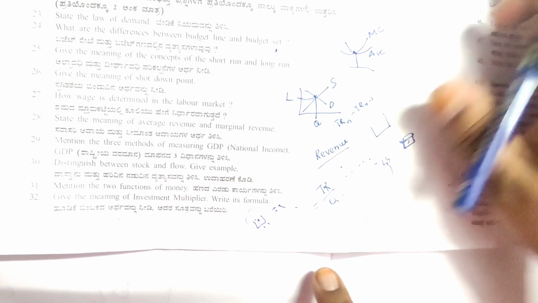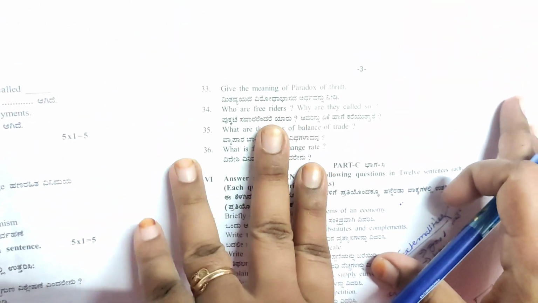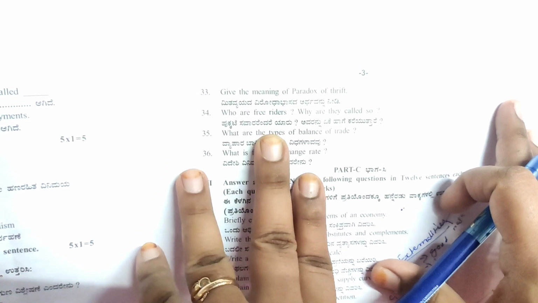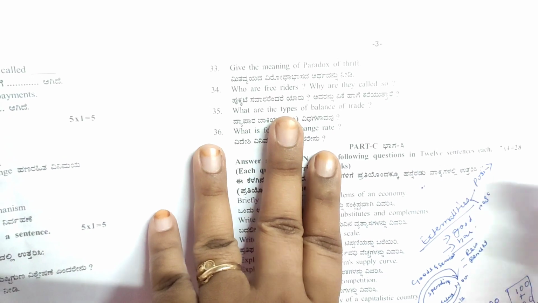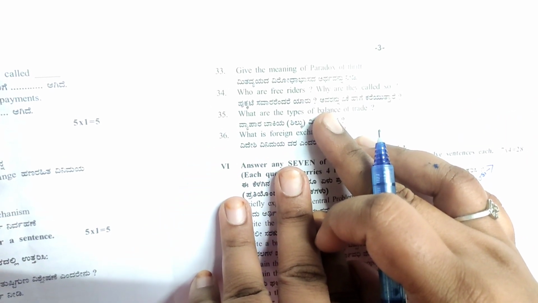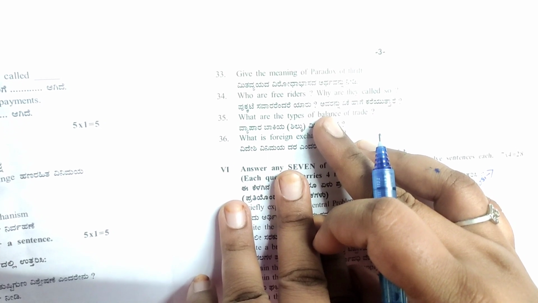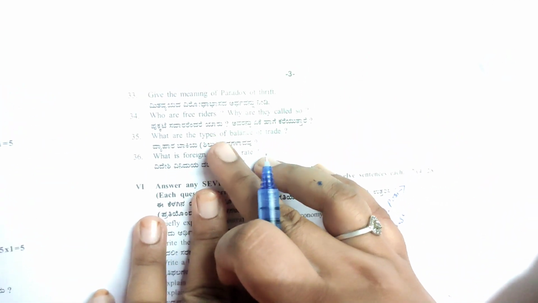Okay. After this, who are free riders? Free riders are those who don't pay anything directly for it, and use the goods or the infrastructure for free. For example, a park in government infrastructure which is used for free, where we don't pay anything directly for it. So that comes under free riders.